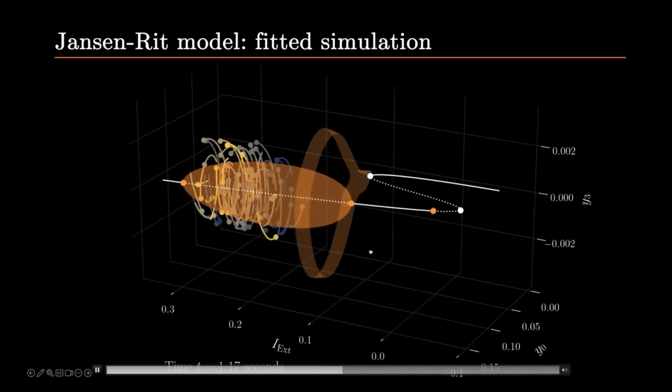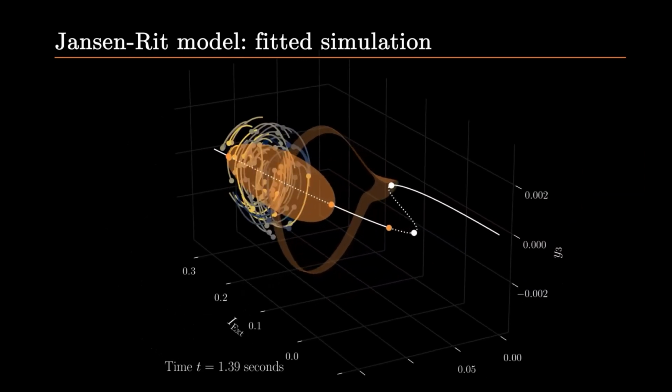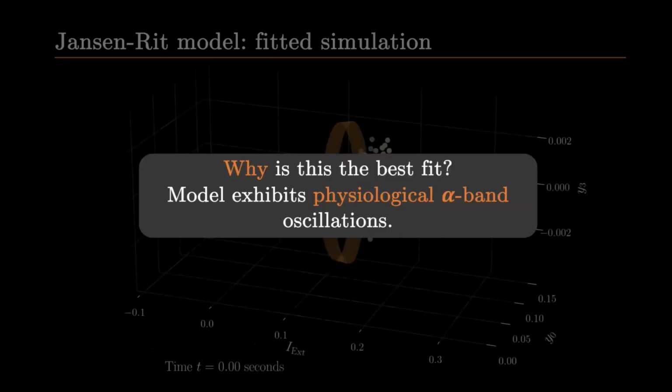So why is this the best fitting model? Why is this the best fitting parameter setup? Because it's the parameter setup which allows it to be on the alpha band, which corresponds to physiological activity. So this parameter setup causes the Jansen model to be on the alpha band limit cycle, which is physiological resting state activity. So it's consistent.